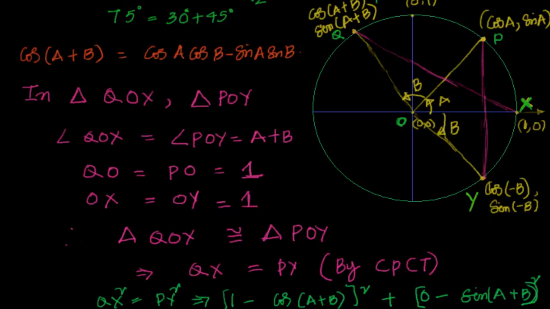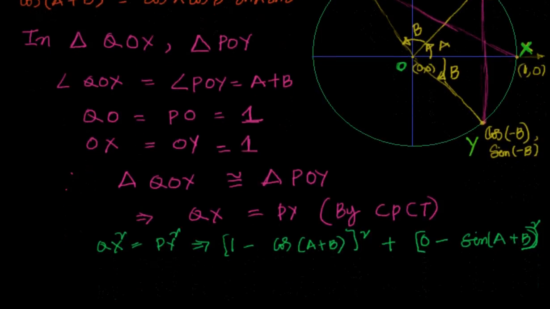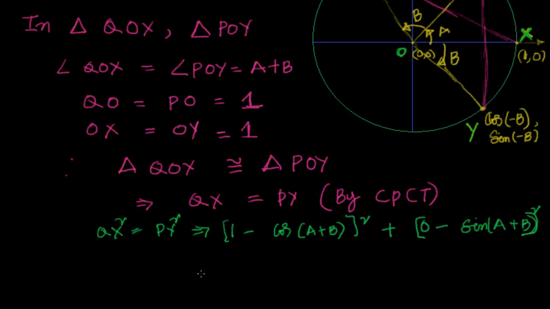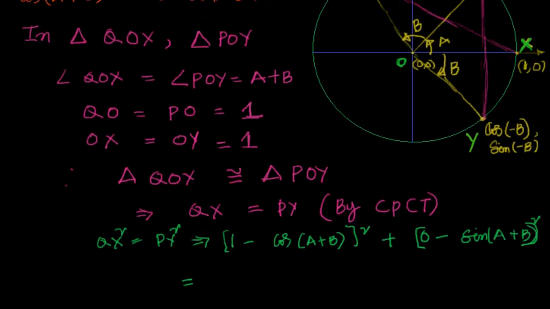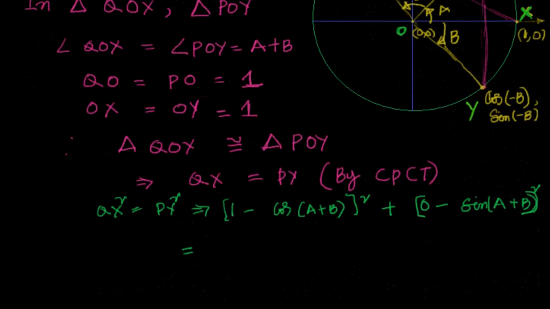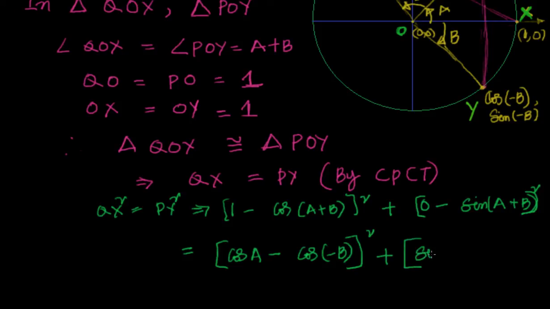P is the cos A, sin A coordinates and Y is the cos minus B, sin minus B coordinates. So what is PY square? This is nothing but PY whole square. PY whole square is cos A minus of cos minus B whole square, x2 minus x1 square plus y2 minus y1 whole square, that is sin A minus of sin minus B whole square.